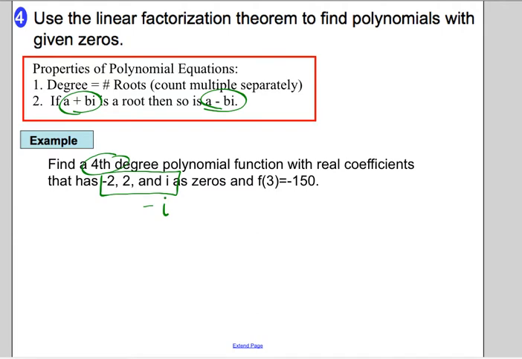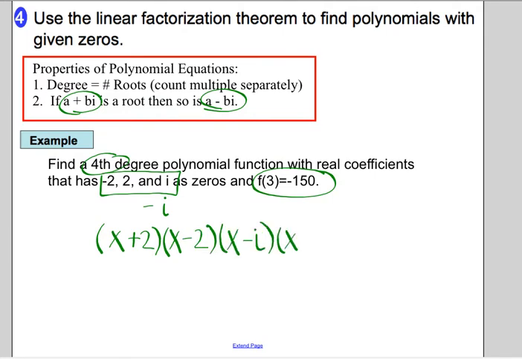The final piece to this is that if I put a 3 in for x, I'm going to get negative 150 for y. And we'll see in a second how that's going to help me. Now, first of all, if I just want to build this backwards, if I'm thinking about the zero product property backwards, my zeros are going to go in opposite into the equation. So my x minus 2 is going to go in as x plus 2. My x plus 2 is going to go in as x minus 2. And then same with my i's.